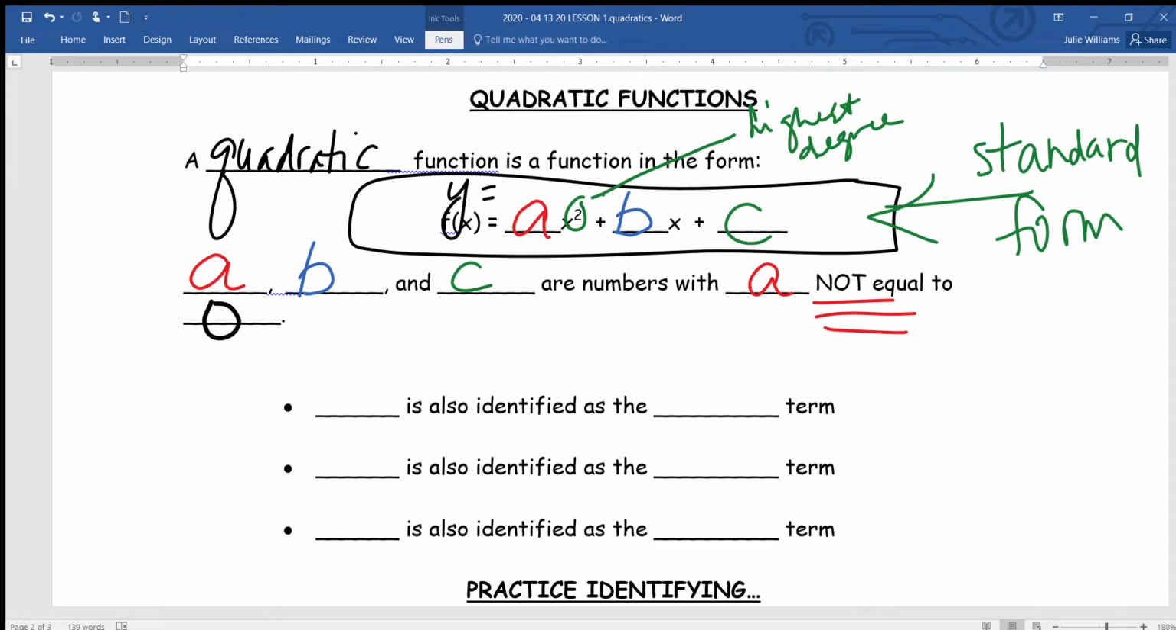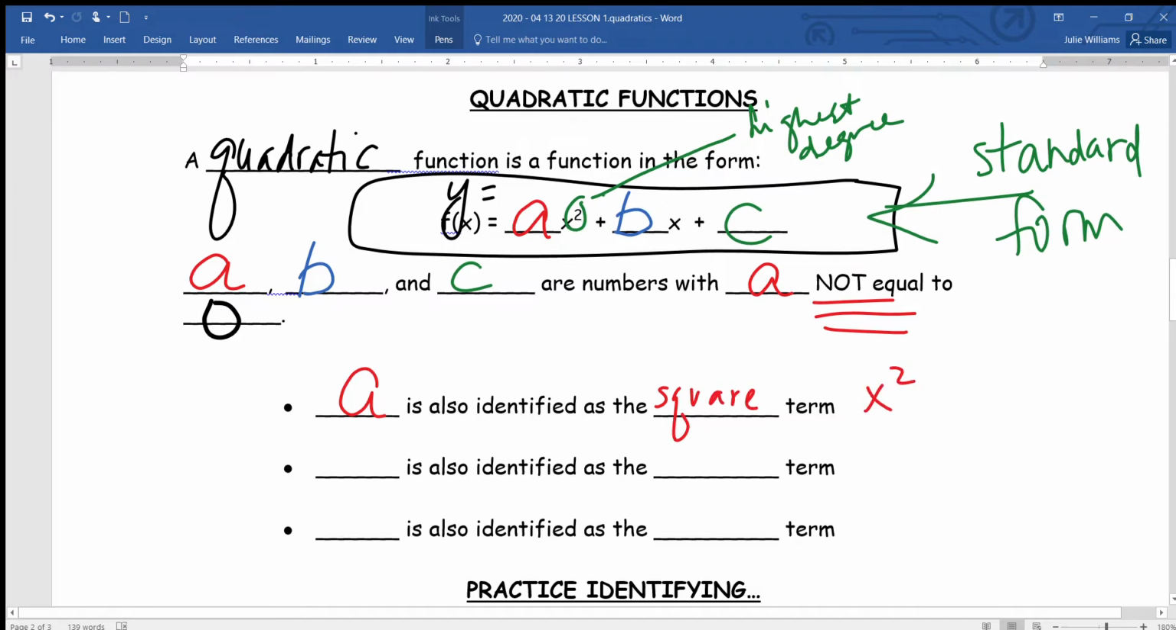All right, some other things you'll hear me saying that I want you to be aware of. A is also identified as the square term, and that's simply because it is a x squared. The b term is also identified as the linear term because it's just a simple old x next to it. The b is the coefficient of the x. And then the c is just the constant term. It's just a number.